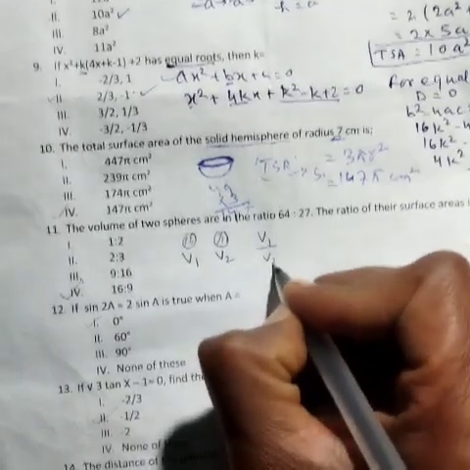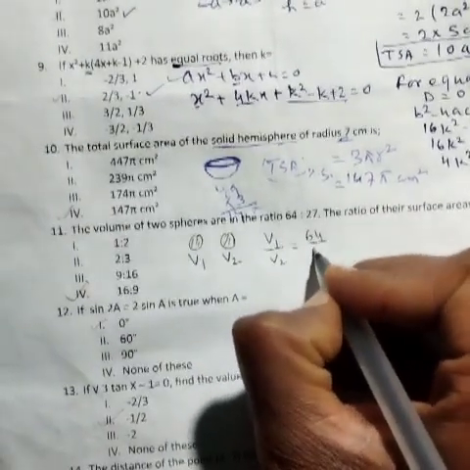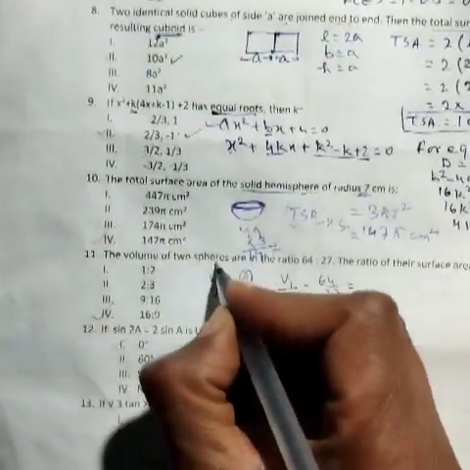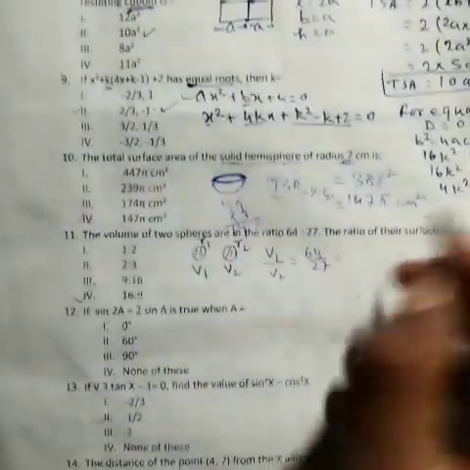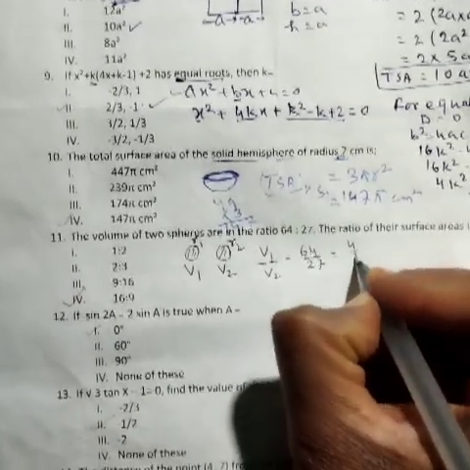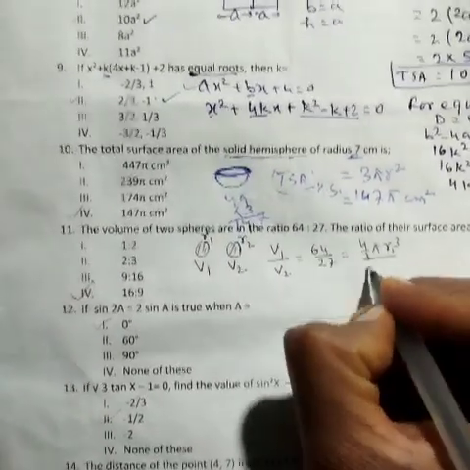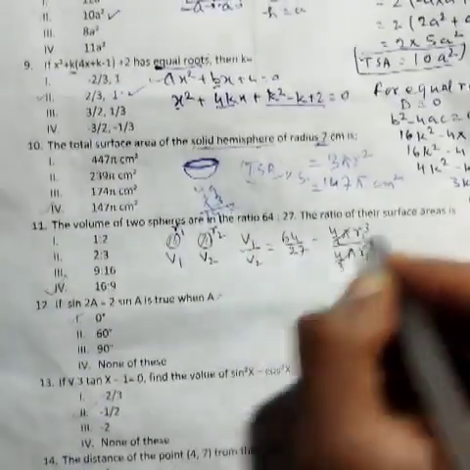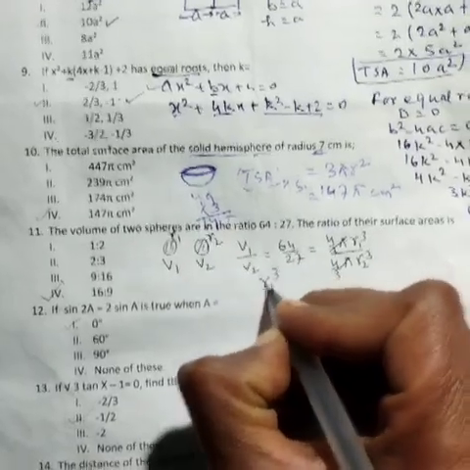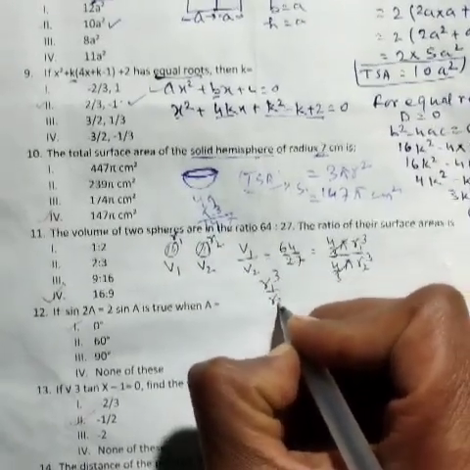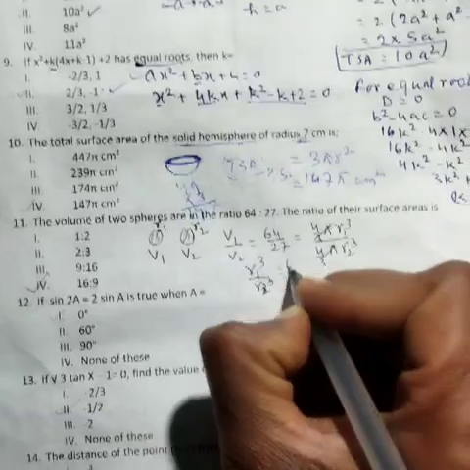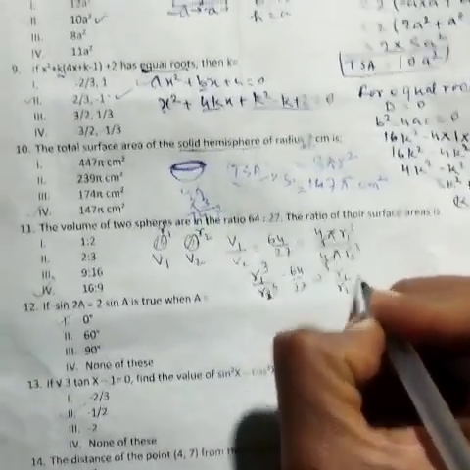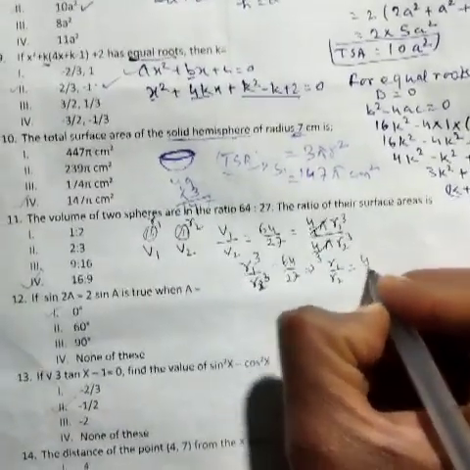So V1 by V2 is equal to 64 divided by 27. Let us suppose the radius is R1 and this radius is R2. So 4 by 3 pi R1 cube divided by 4 by 3 pi R2 cube. 4 by 3 pi gets cancelled. The ratio of R1 cube by R2 cube is 64 by 27. Then R1 by R2 will be equal to the cube root of 64 by 27, that is 4 by 3.